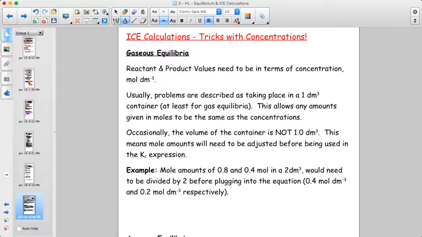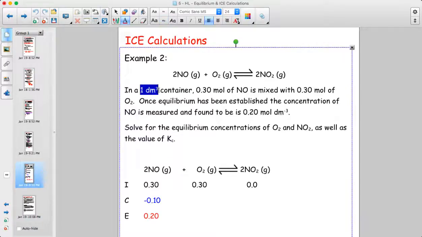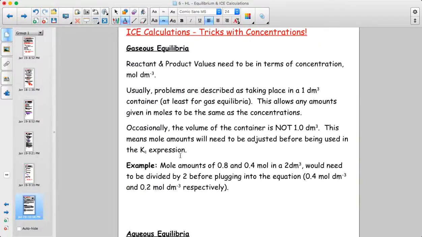When you're doing equilibria in the gas phase, sometimes instead of just being told a concentration, you'll be told a number of moles and a volume of a container. If you look at this last one, that's what I did here. In a 1 dm cubed container, you have this many moles of NO and this many moles of O2. So that was a nice example. If you're given a volume of 1 dm cubed, then all of your mole amounts are really the same number as they would be for concentration, because it's 0.3 moles in a dm cubed. So that's 0.3 mole per dm cubed for NO. So that's how it normally will be, so don't overstress about this.